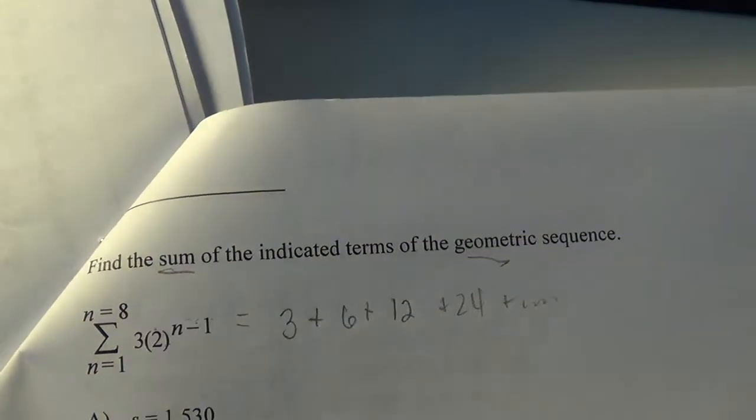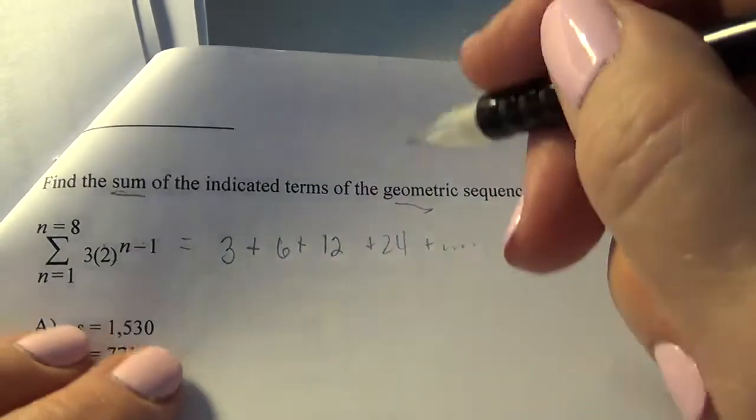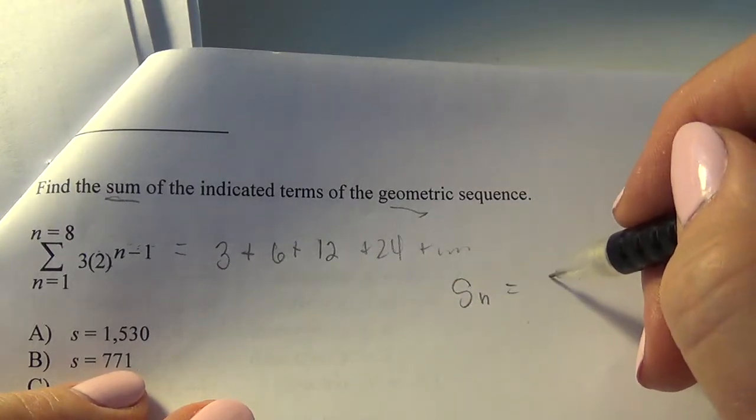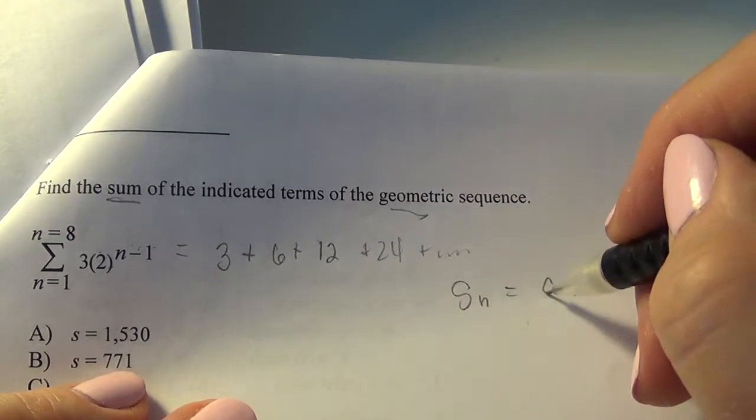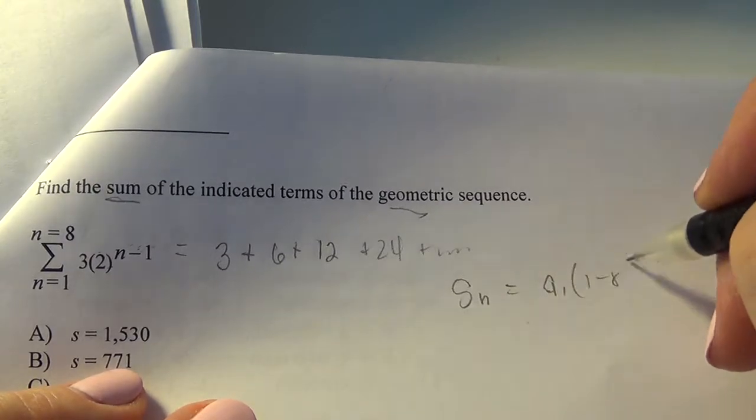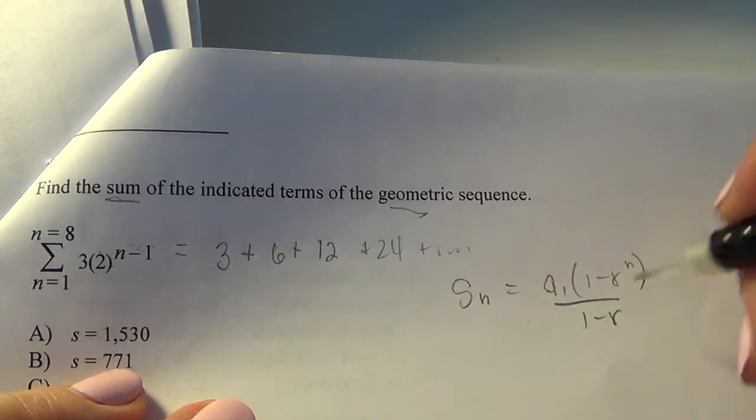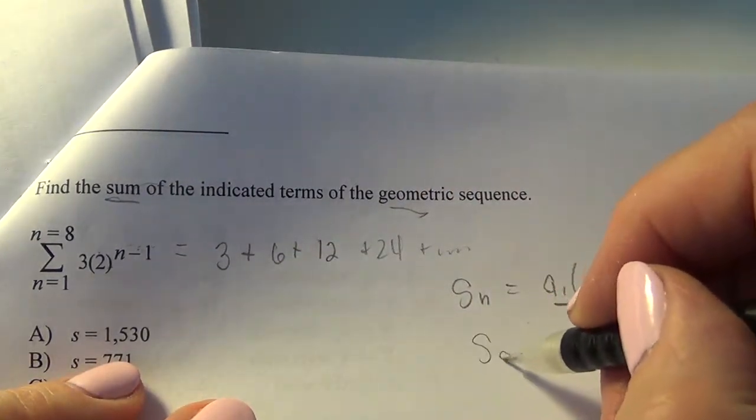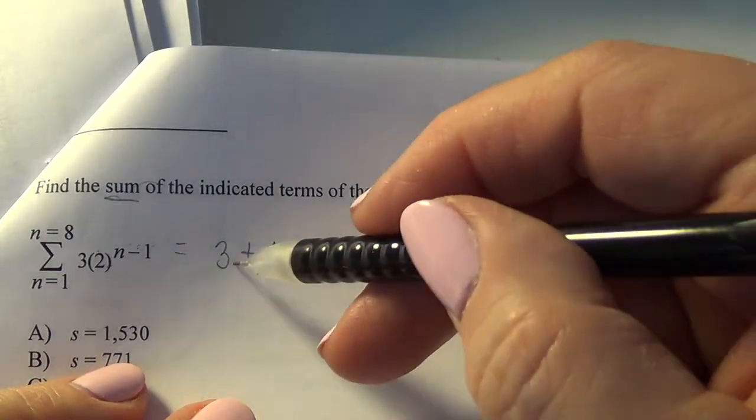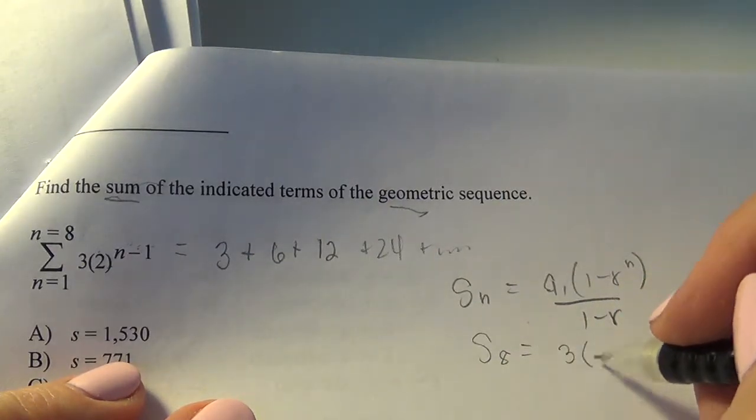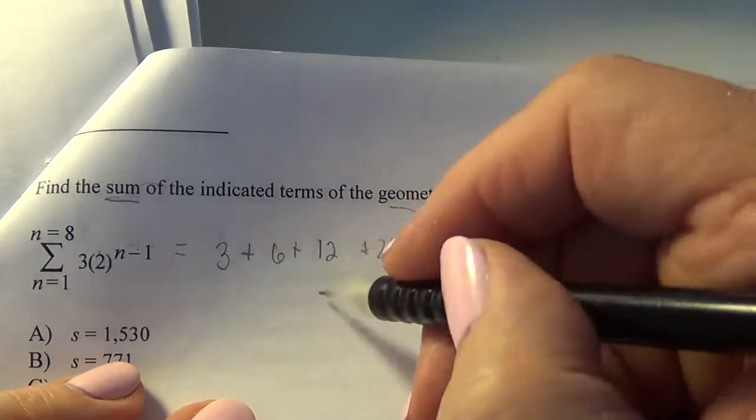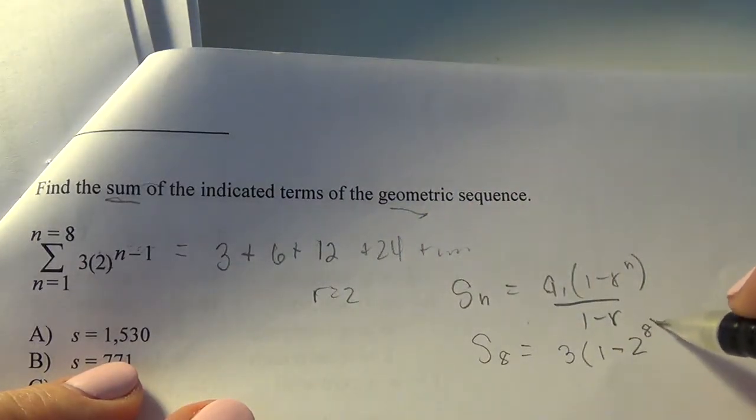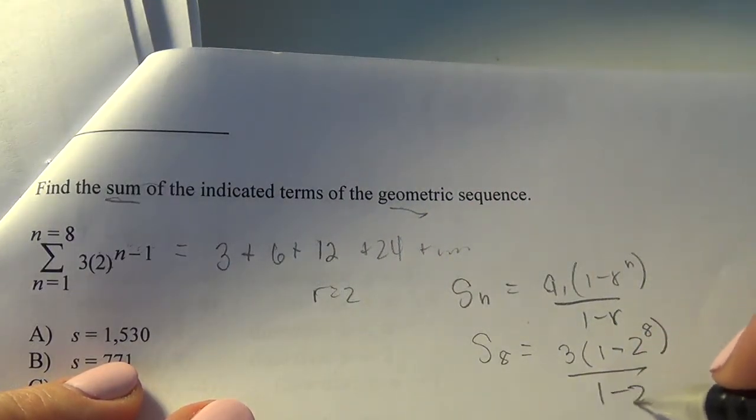Alright, so let's do that with the formula. The formula for the sum when you have a geometric sequence is a sub 1 times 1 minus r to the n over 1 minus r. So we're looking for the 8th term. So a sub 1 is 3. r we saw was 2. 2 to the 8th divided by 1 minus 2.